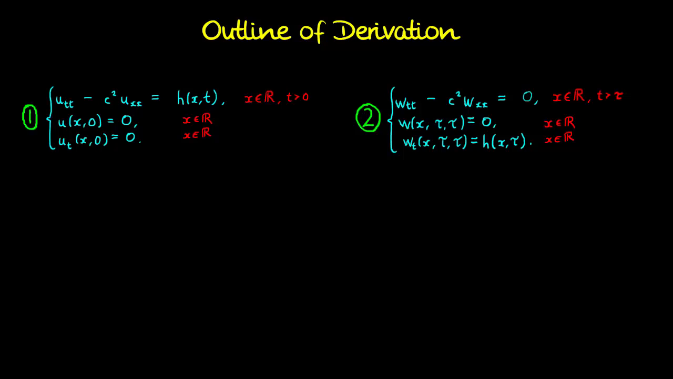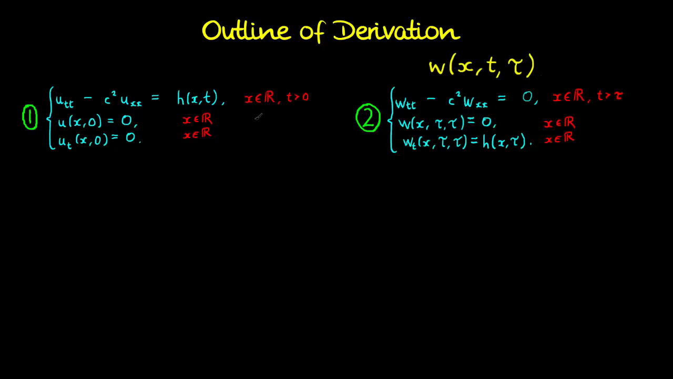Okay, so here's an outline of the derivation of Duhamel's formula. Problem 1 here is the problem that we actually want to solve. It's the inhomogeneous wave equation with homogeneous initial conditions. But in doing so, it's going to be useful to look at a second problem, problem 2, where we want to find a function w, which we'll say has 3 arguments. So w depends on x, t, and some value tau.